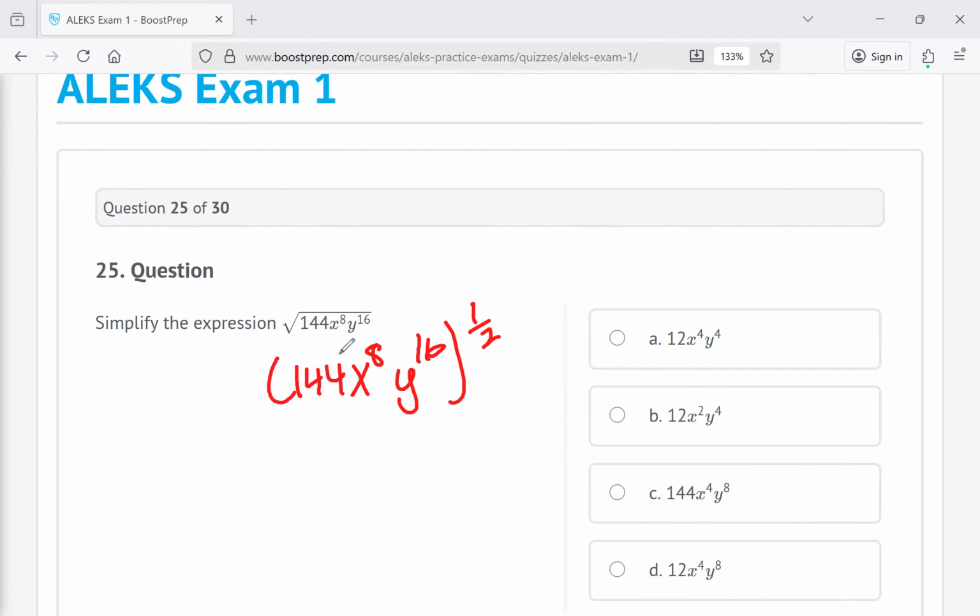Starting with the 144, that's like saying 144 to the 1/2, which is basically the square root of 144, which is 12. And then x8 raised to the 1/2. Remember when you raise a power to a power, you multiply the exponents. So what's 8 times 1/2? 4. And then y16 raised to the 1/2. We multiply the exponent. 16 times 1/2 is 8. Okay, there's your answer. 12x4y8.